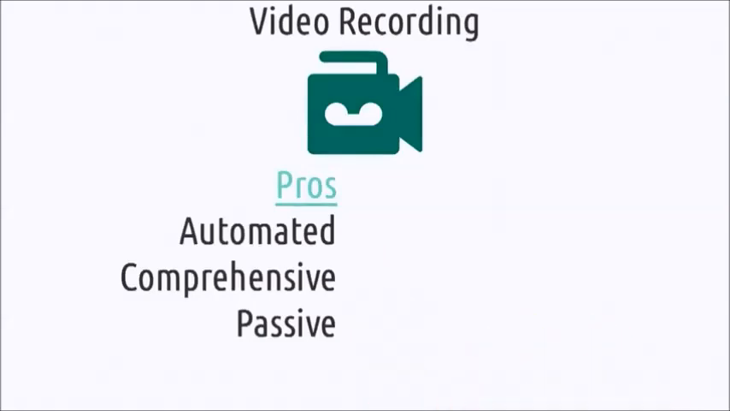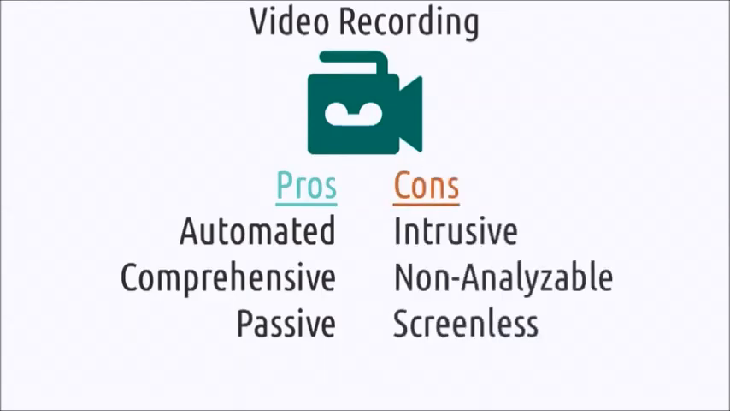Automated means that it runs automatically in the background. Comprehensive means that it captures everything that happens during the session. And passive means that it lets us focus on administering the session instead of capturing it. The cons, though, are that it's intrusive, it's difficult to analyze, and it's screenless. Intrusive means that many participants are uncomfortable being videotaped. It creates oppression knowing that every question or every mistake is going to be captured and analyzed by researchers later.